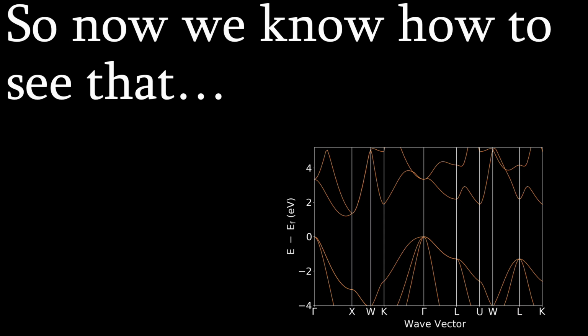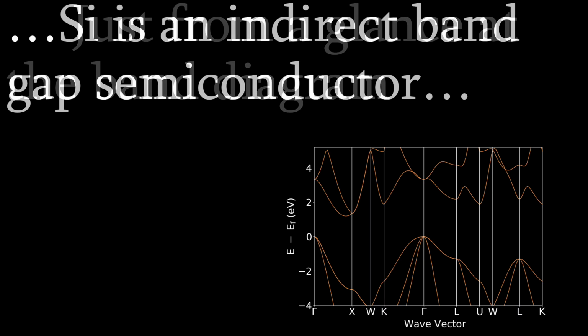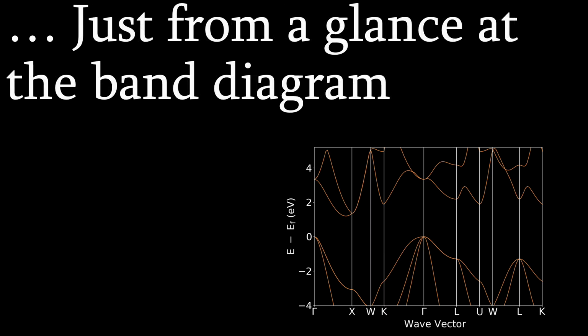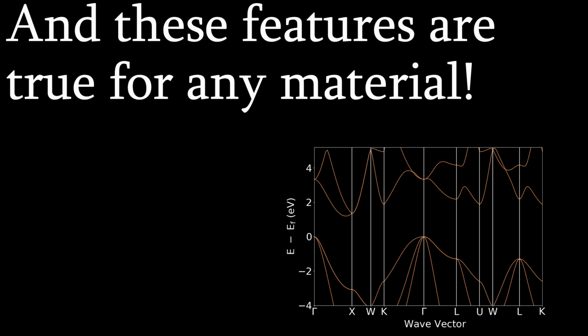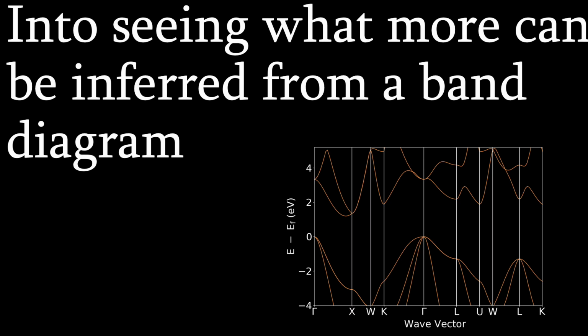So now we know how to see that silicon is an indirect bandgap semiconductor, just from a glance at the band diagram. And these features are true for any material. In Lecture 6 we will go even further into seeing what more can be inferred from a band diagram.